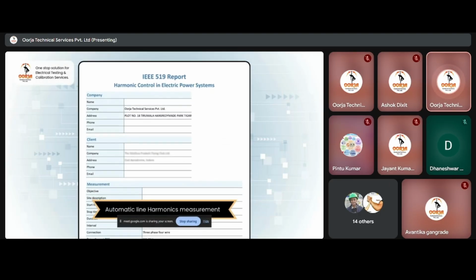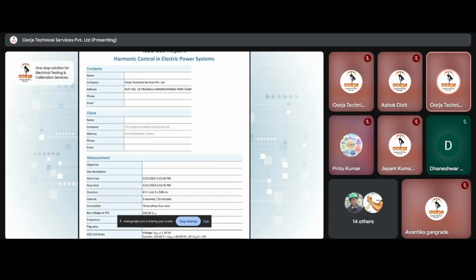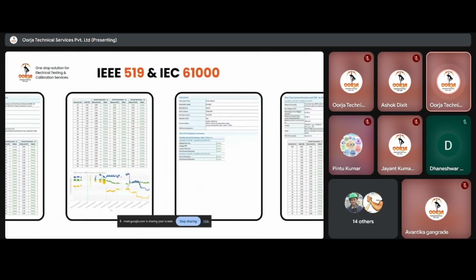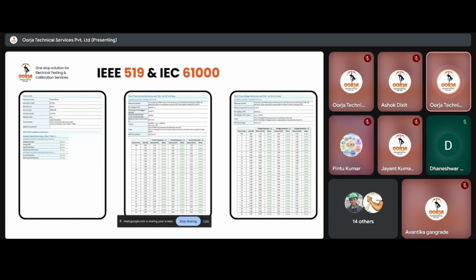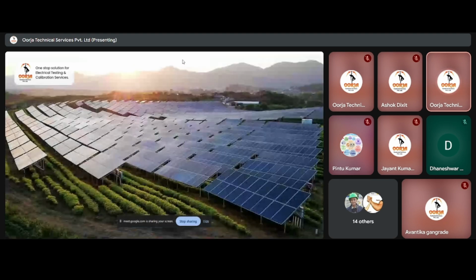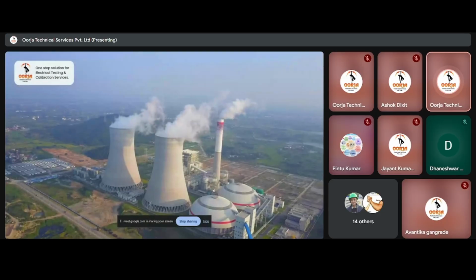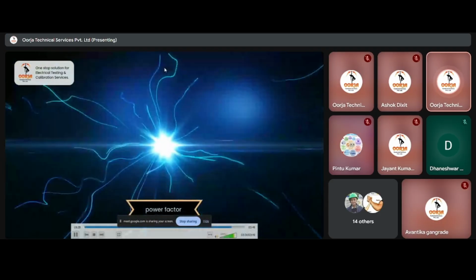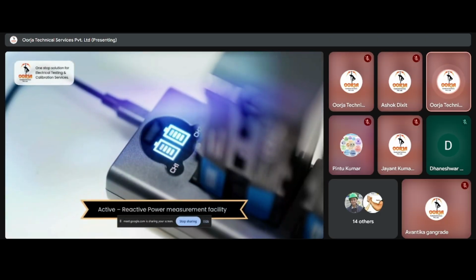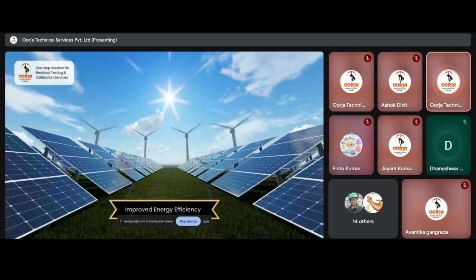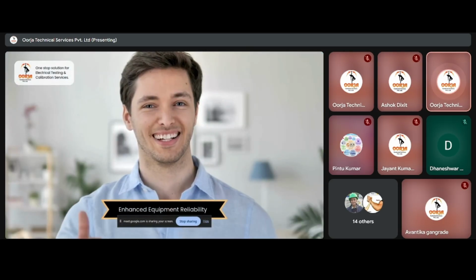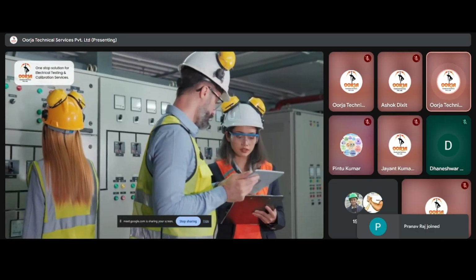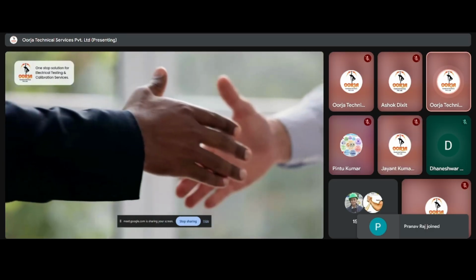Key benefits. Audit-ready technical report for system improvement plan. Automatic line harmonics measurement up to 50th order with 7 days continuous flicker recording facility as per IEEE 519 and IEC 61000, recommended for renewable energy power plant compliance requirements. Automatic voltage, current, power factor, active and reactive power measurement facility, improved energy efficiency, enhanced equipment reliability, performance, and lifespan. We would be delighted to discuss how our electrical testing services can support your business needs.